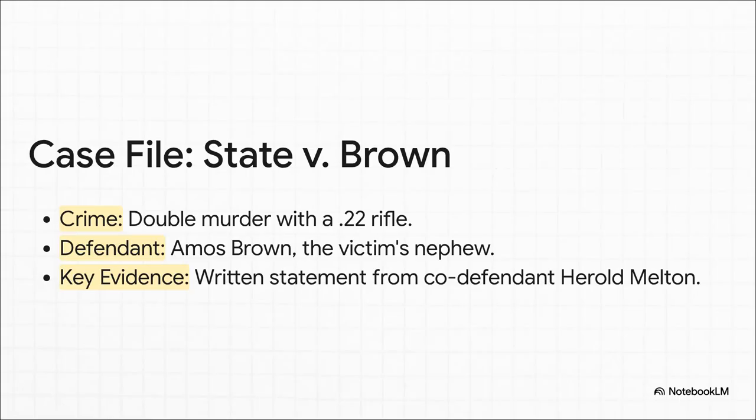So here's the setup. You've got two people shot and killed with a .22 rifle. The man on trial is Amos Brown, who was the victim's nephew. The prosecution's star witness? His buddy, a co-defendant named Harold Melton. And the entire case really hinges on this very detailed written statement that Melton gave to the police, a statement that points the finger right at Brown.